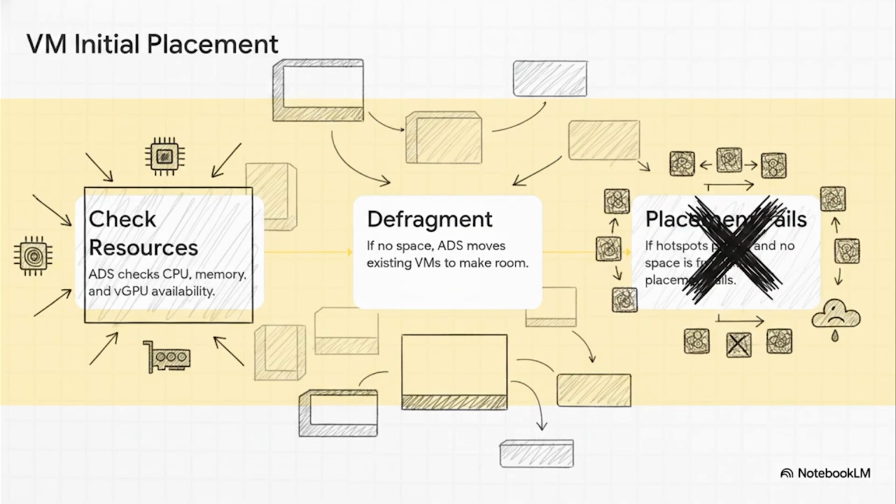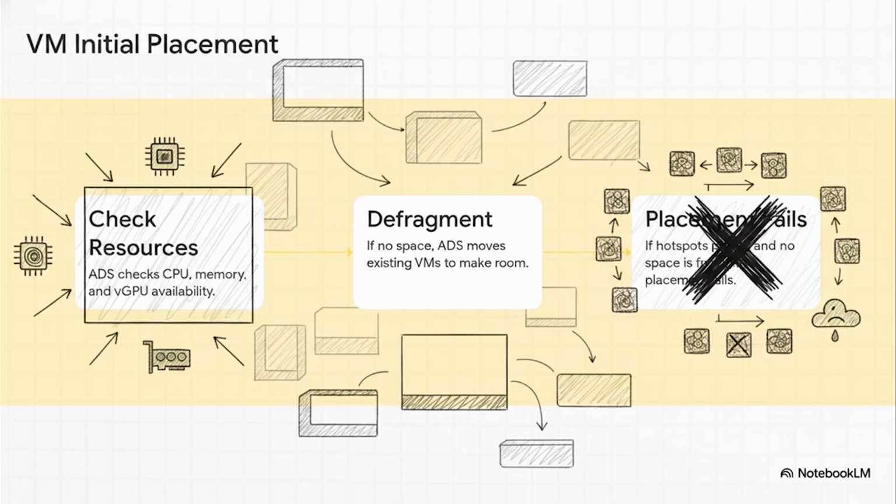Let's put this into a real-world scenario. Say you power on a new VM. AOS immediately steps up. First, it scans all your AHV hosts to check for available CPU, memory, and vGPU. It's looking for the perfect fit. Second, if it can't just drop the VM onto a node directly, it triggers that cluster defragmentation we talked about. It literally plays Tetris with your live VMs to open up a slot.